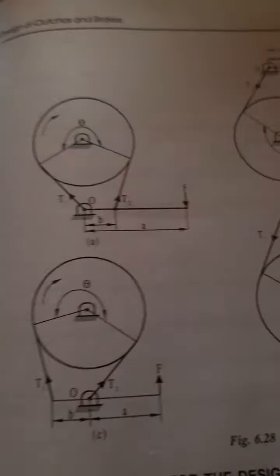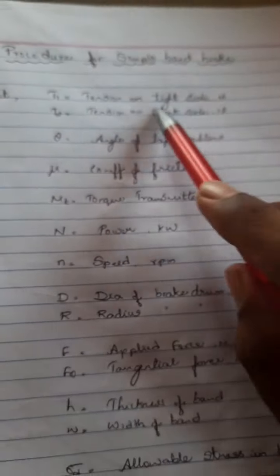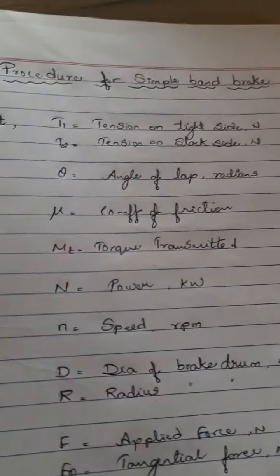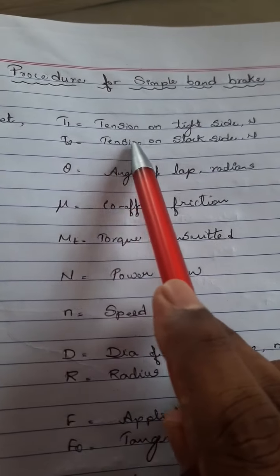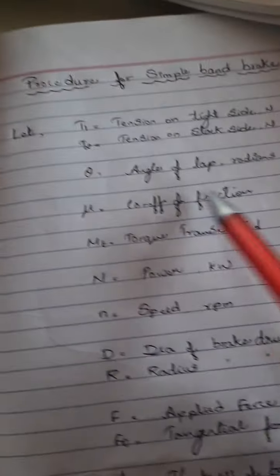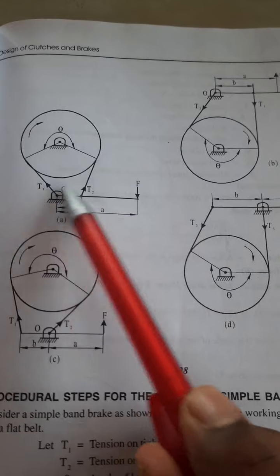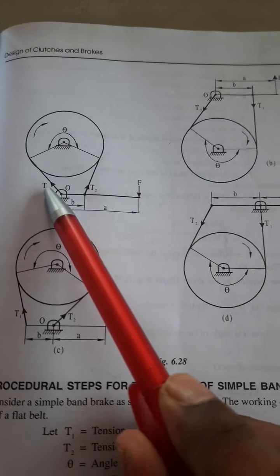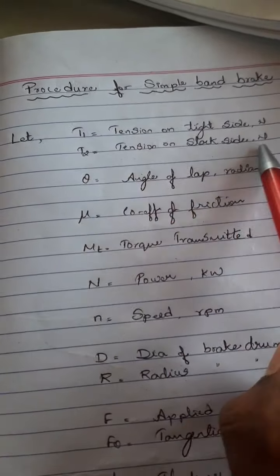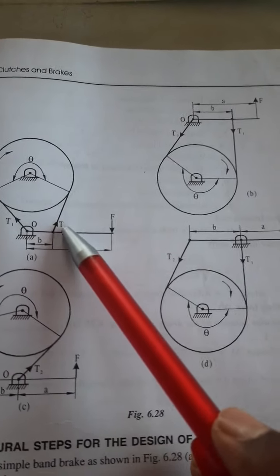Now the procedure of simple band brake. Let T1 be the tension on the tight side. If the drum rotates this way, this side will be tighter than this side. So this is T1, the tension on the tight side, and T2 is the tension on the slack side.